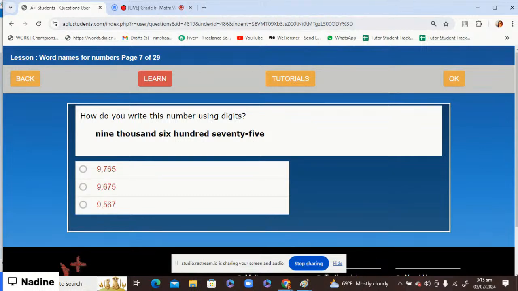So how do you write this number using digits? 9000, 9 is in 1000 place, 600, 6 is in 100 place, 75, which is in ones and tens place together. So 9, 6, 7 and 5. So 9675 is in the option B, 9675. Okay.